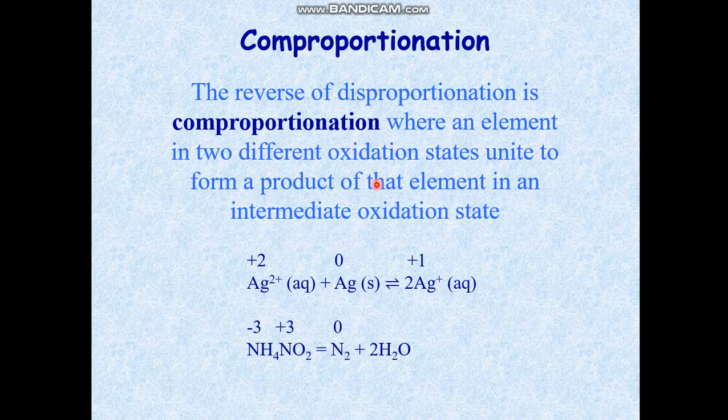So what is the definition of a comproportionation reaction? The reverse of disproportionation is comproportionation, where an element in two different oxidation states unites to form a product of that element in an intermediate oxidation state. So these are the examples.